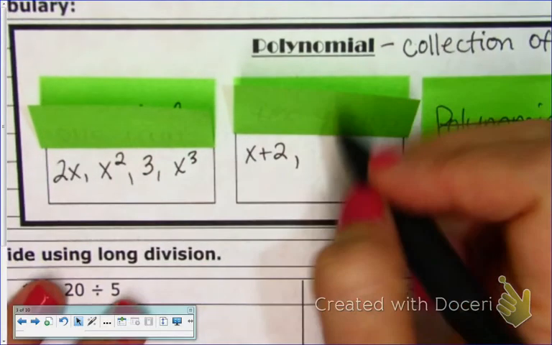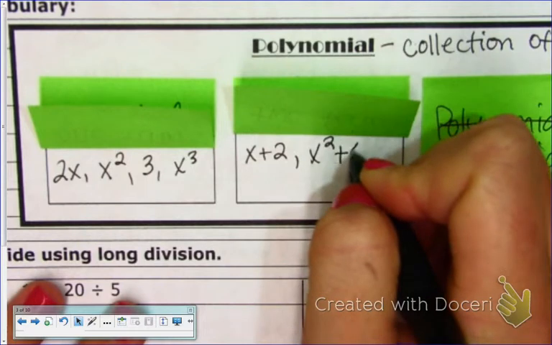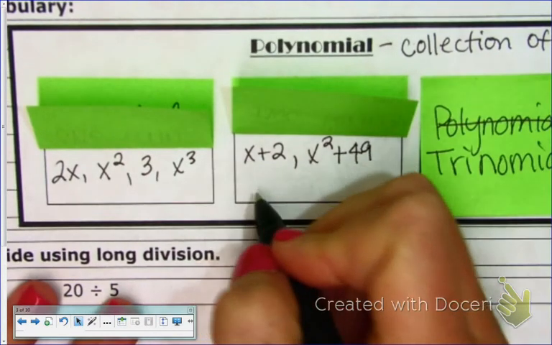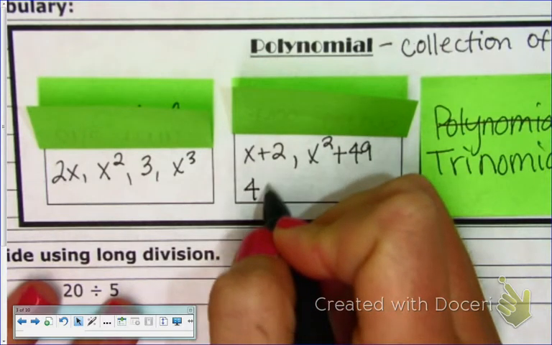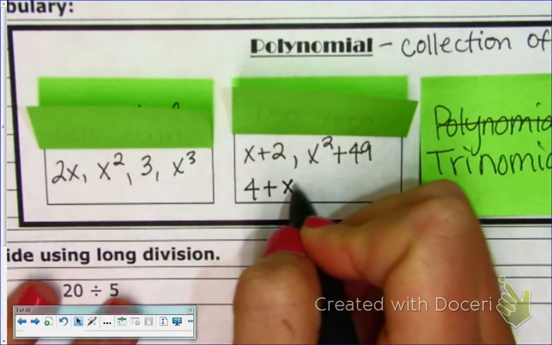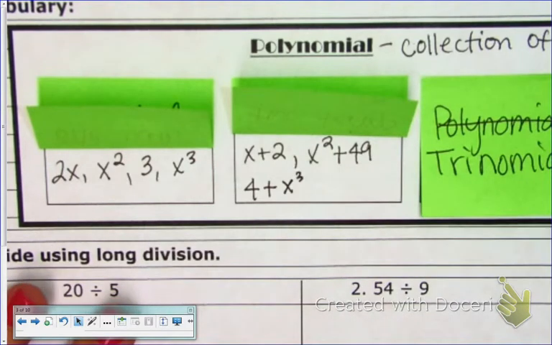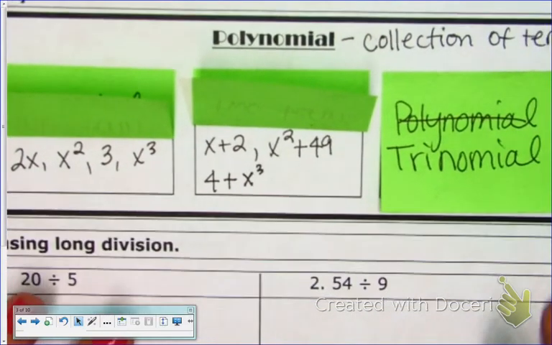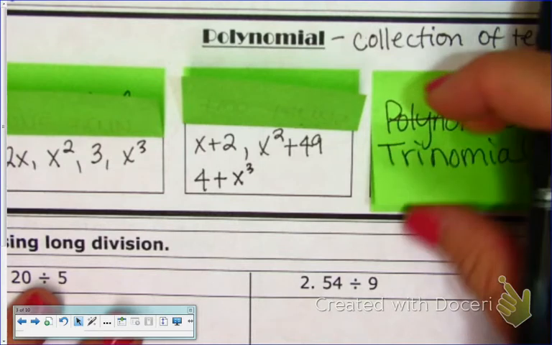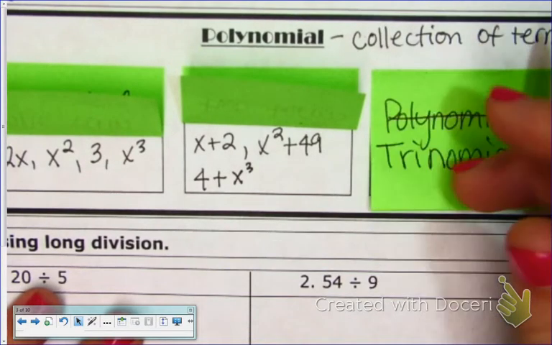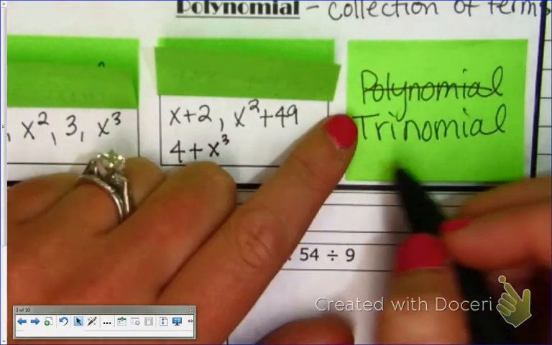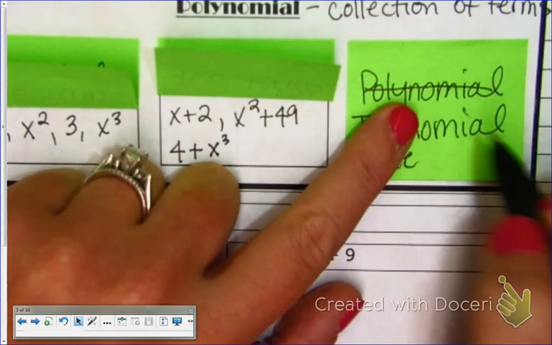Another example might be x squared plus 49. You might have something like 4 plus x cubed. Okay, again, those are all different types of binomials. Binomials, 2 terms. All right, the last easiest one is trinomial. 3 terms.